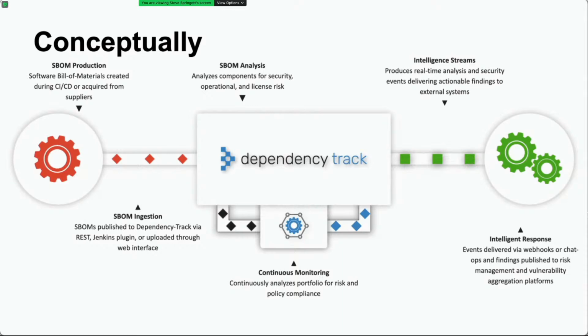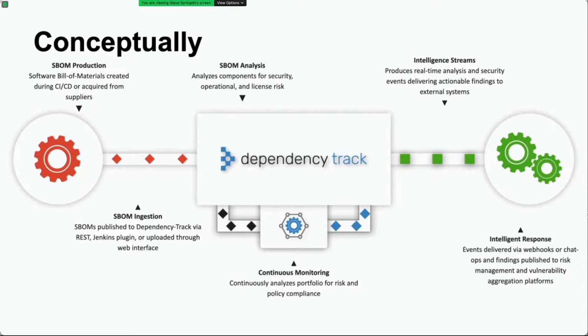However you get your SBOM, the next step is then to ingest it into Dependency Track. Dependency Track has an API first design, so you can use curl, you can use a Jenkins plugin. There's a bunch of other tools that you can use to upload to Dependency Track. And once it's in Dependency Track, it analyzes for security, operational, and license risk.